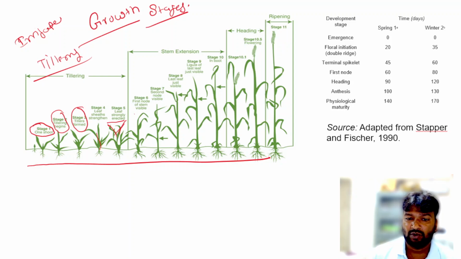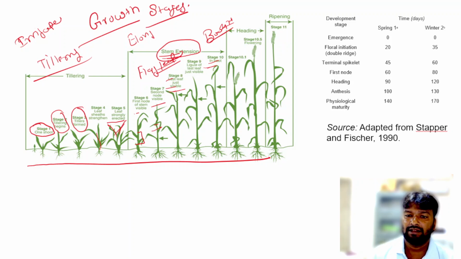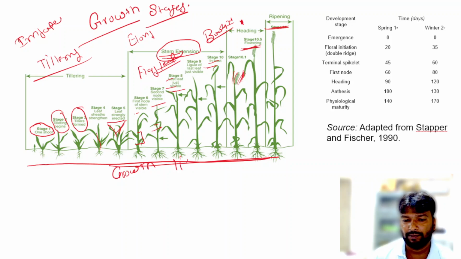Then the first node of the stem appears, then the second node appears, means it is an elongation phase, also known as stem extension. Then the last leaf is just visible, means formation of the flag leaf. Then next is the booting stage. Then the next stage is the heading stage, so there is formation of the ear, head, then flowering, then there will be a ripening stage. So friend, there are many stages in the life cycle of wheat.